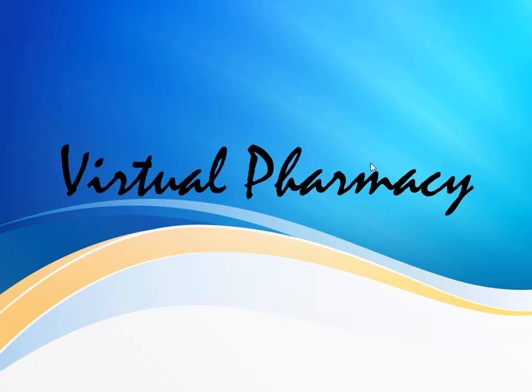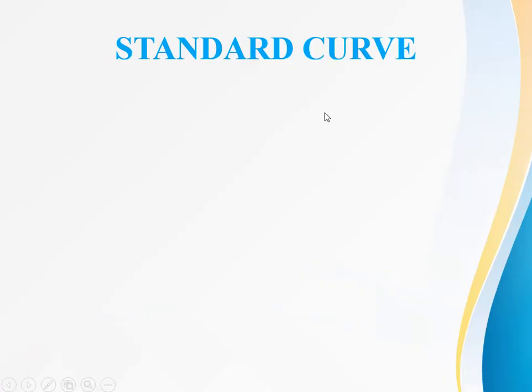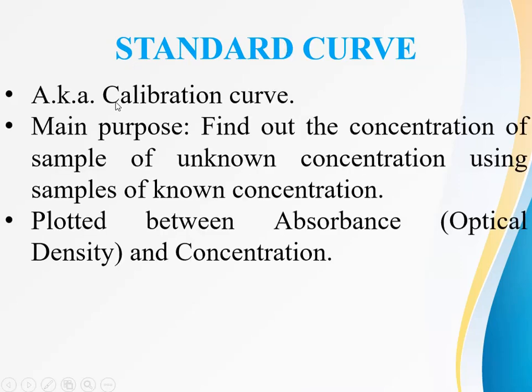In this video, we are going to discuss how a standard curve is plotted. But before drawing the standard curve, let's first discuss some basic elements of a standard curve. A standard curve is also known as a calibration curve, and by using it, we can determine the concentration of a sample of unknown concentration by comparing it with samples of known concentration. Generally, a standard curve is drawn between absorbance, which is also known as optical density, and concentration.